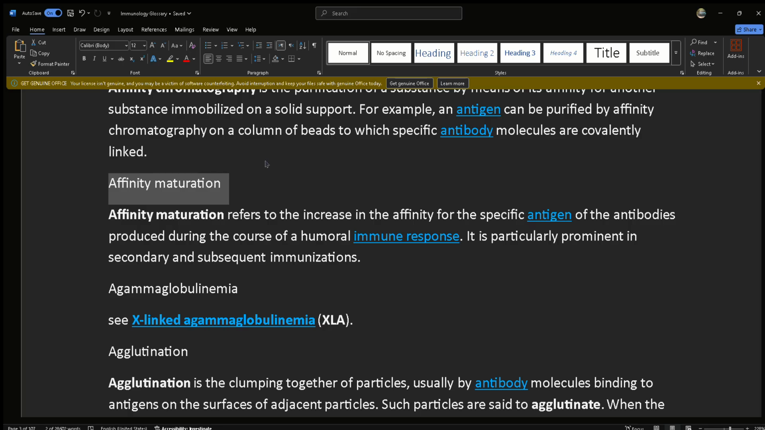Another term is affinity maturation. Affinity maturation refers to the increase in the affinity for the specific antigen of the antibodies produced during the course of a humoral immune response. It is particularly prominent in secondary and subsequent immunizations. In the primary immune response the antibodies will have less affinity, but when affinity maturation takes place in the secondary response, we will get better antibodies with more affinity.